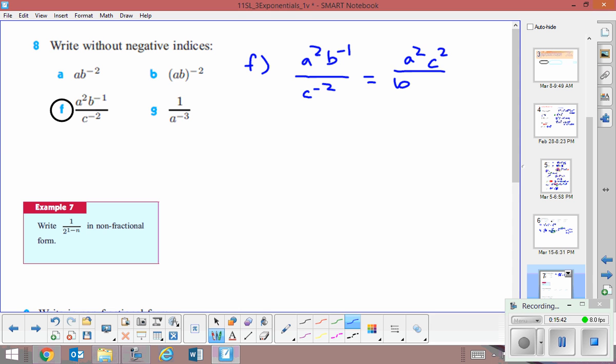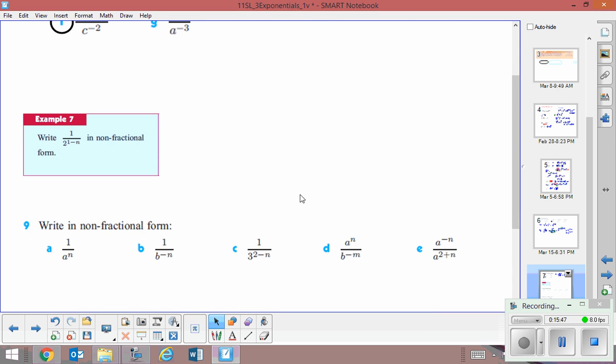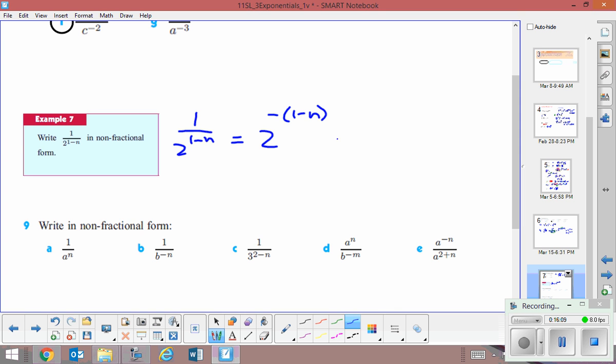In the next lot of questions is where we have to write these in non-fractional form. So we just want to use indices and not have it written as a fraction. So this example here, we want 1 over 2 to the 1 minus n. We now want negative to show that it was in the denominator. So we end up with 2 to the plus n minus 1. So I've just distributed that and put the n part first.